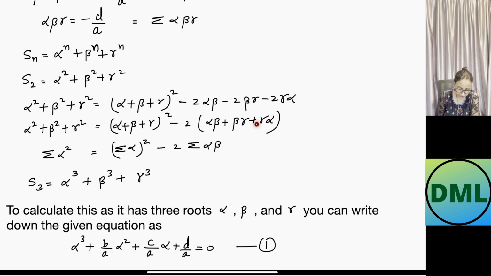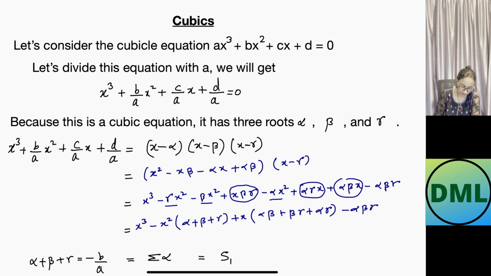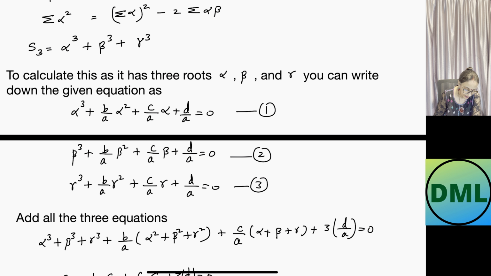I need to calculate the value for S3 right now. If I put n is equal to 3 here, I'll get alpha cube plus beta cube plus gamma cube. To calculate this, as it has 3 roots alpha, beta and gamma, in this equation we are substituting the values alpha, beta and gamma. We will get alpha cube plus b over a alpha square plus C over A alpha plus D over A is equal to 0. Same with beta cube and same with gamma cube. You can write down the equations.